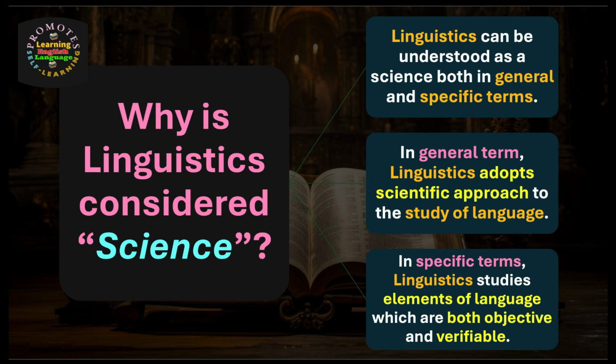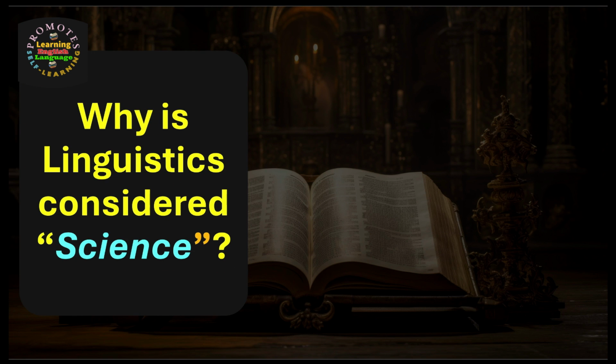Whatever elements of language a linguist tries to study, he or she tries to study in an objective and verifiable manner. Something that can be verified and proved. Something that is not a matter of my own personal whims and thinking. We have some more ideas about why linguistics is considered science, not art.